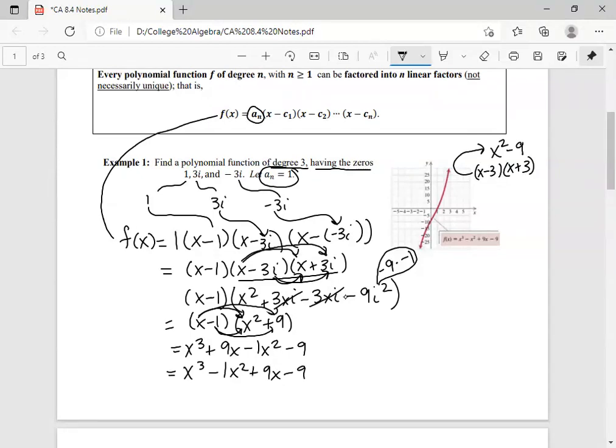So I'm done with this. This said it had 3 zeros, and so that means it's supposed to have 3 x-intercepts. Here's the graph of it right here. And there's the answer right there too that we just found. But why is there only one x-intercept on this graph when it says it has 3 zeros?